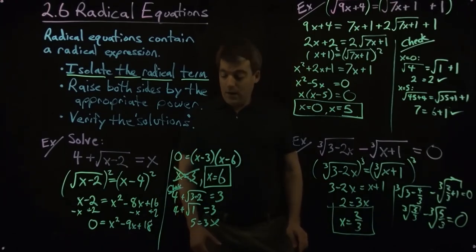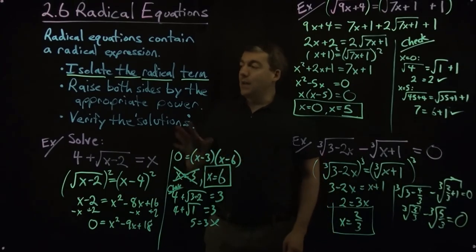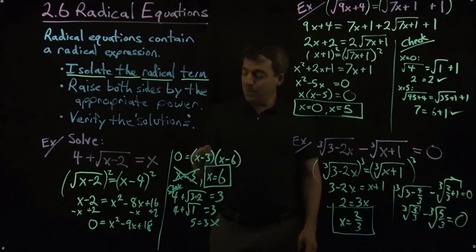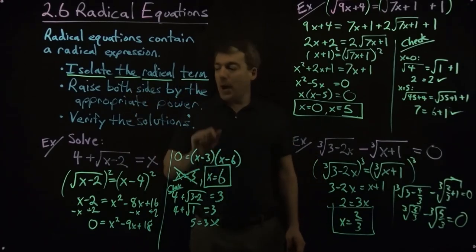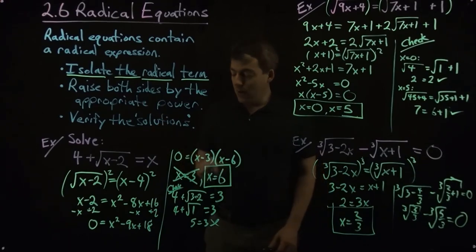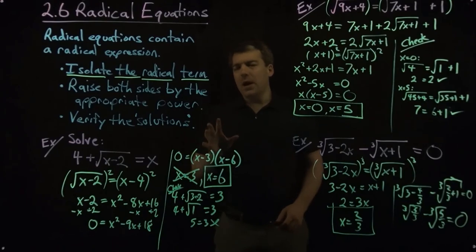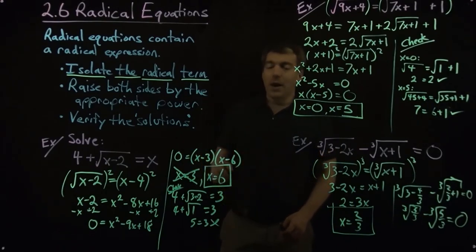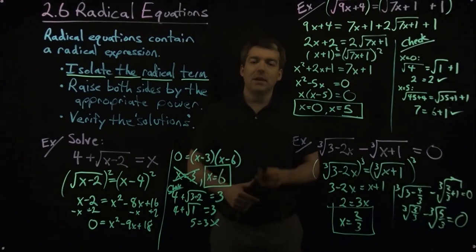All right. So we have solved radical equations. We did that by isolating the radical term in each case, raising both sides to the appropriate power, and then verifying the solutions. Each of these 3 steps is very important. Okay, from here we're going to look at some other radical equations. Although they may not look like it initially, they will have fractional exponents. Those we'll handle similarly to these, so stay tuned for that.